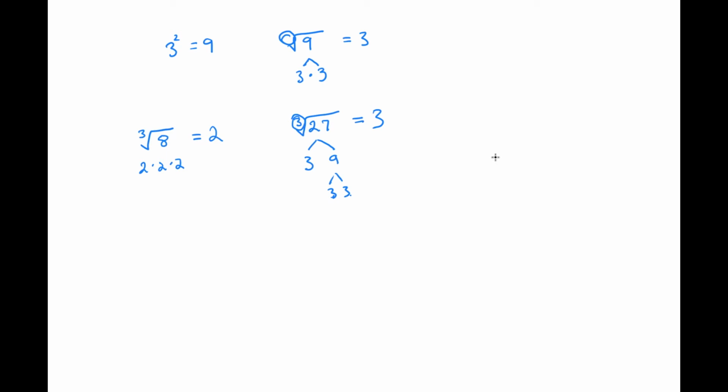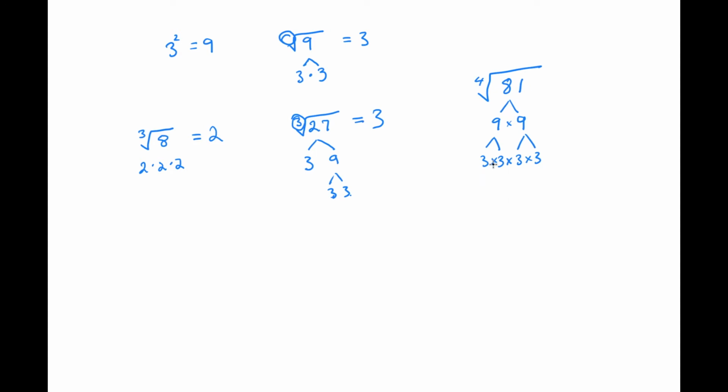Here's another example. What if we had the 4th root of 81? How would we find that? Well, we know that 81 is 9 times 9, right? Those are identical factors, but there's only 2 of them. We need 4. We know that 9 is 3 times 3. And we could apply that to both of these.